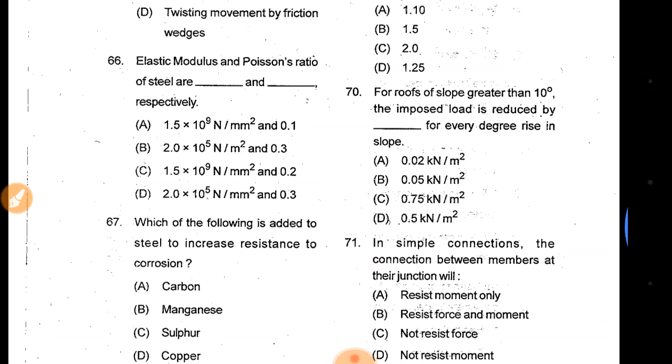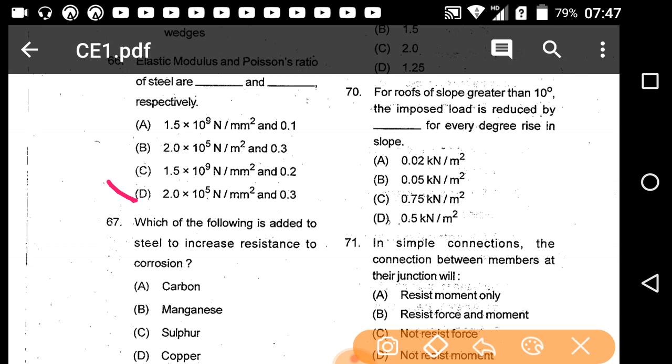Next question. Elastic modulus and Poisson's ratio of steel are dash and dash respectively. So you know the elastic modulus of steel is 2 into 10 to the power of 5 and Poisson's ratio is 0.3. So option D will be the correct answer.